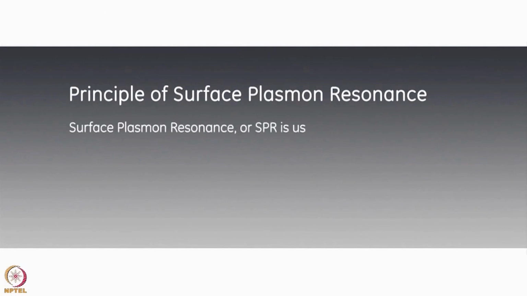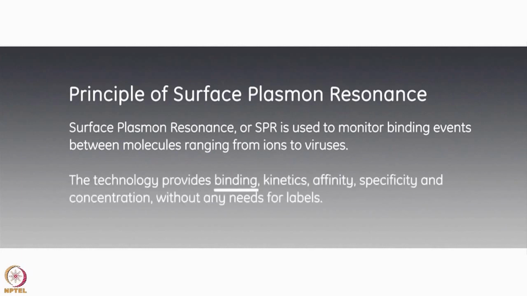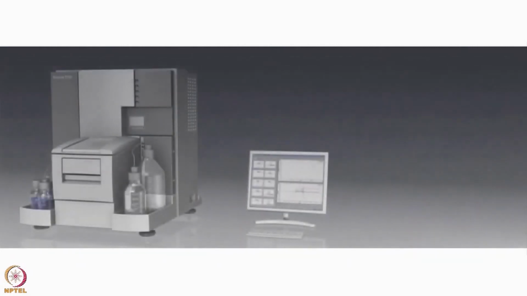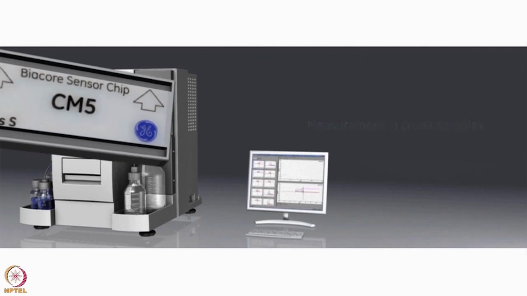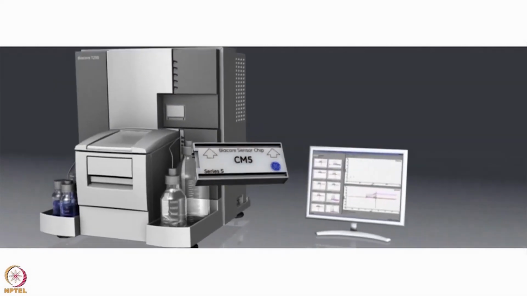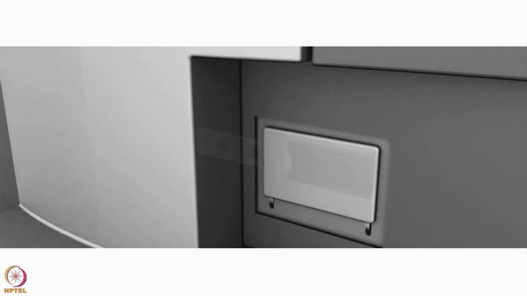Surface plasmon resonance, or SPR, is used to monitor binding events between molecules ranging from ions to viruses. This technique allows you to observe binding and measure kinetics, affinity, specificity, and concentration without any need for labels. Biochar T200 is designed for ease of use and exceptional sensitivity. In Biochar systems, molecular interactions are monitored on a removable sensor chip by the surface plasmon resonance detector.